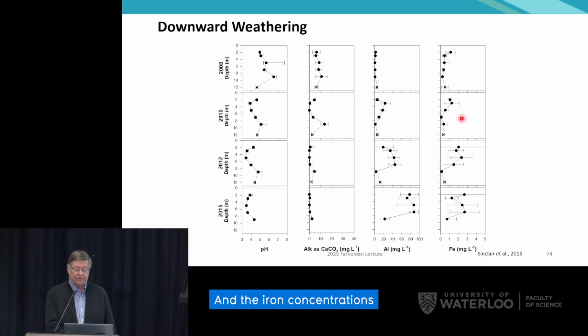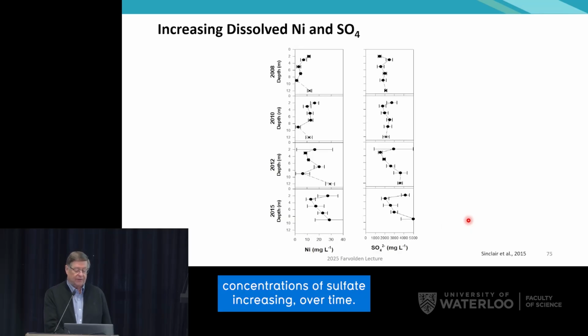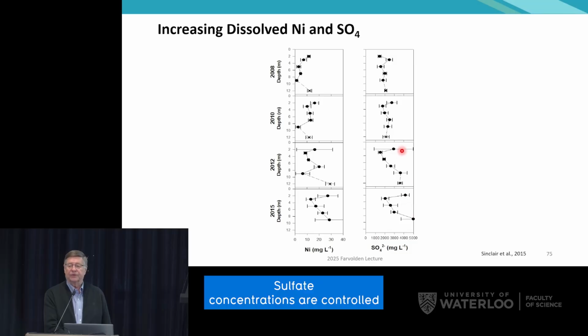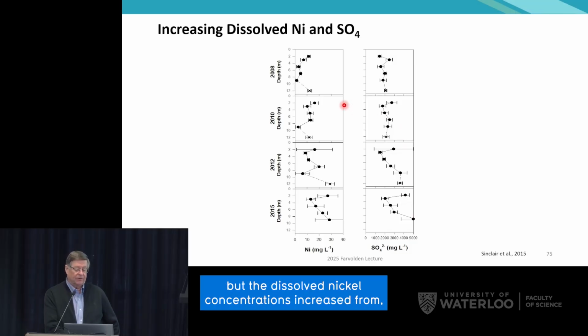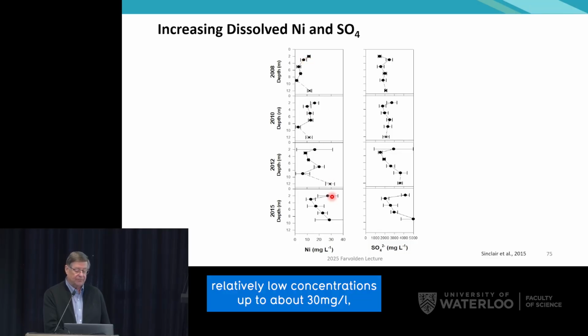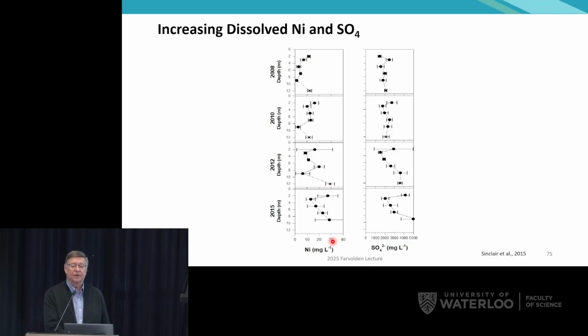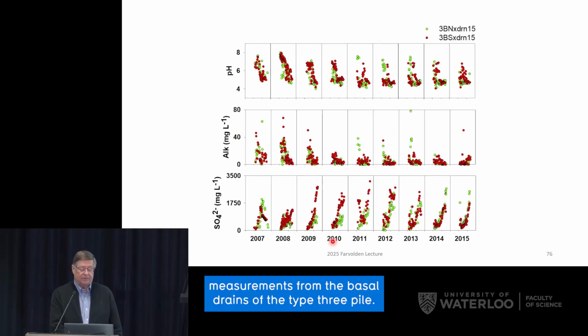And the iron concentrations were increasing, but not as drastically. We also see high concentrations of sulfate increasing over time. The sulfate concentrations are controlled by solubility with respect to gypsum, but the dissolved nickel concentrations increased from relatively low concentrations up to about 30 milligrams per liter, even at a very low sulfide content. So these are measurements from the basal drains of the type 3 pile, and they show a trend over the course of the years.